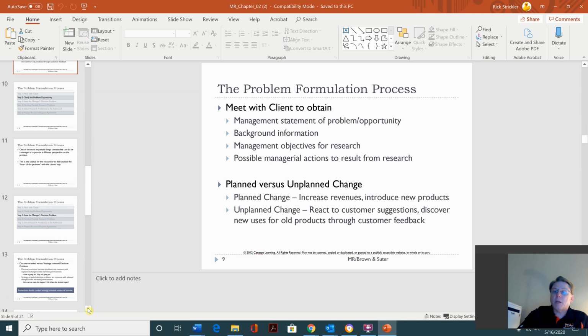Management statement of problem or opportunity, background information to find out exactly how they got to this point. You also want to try to find out what their core competency is so that your project can revolve around their core competency.